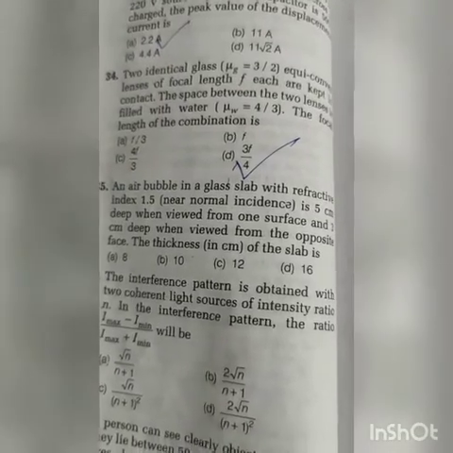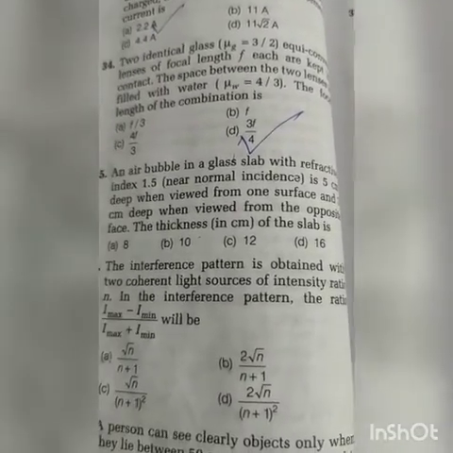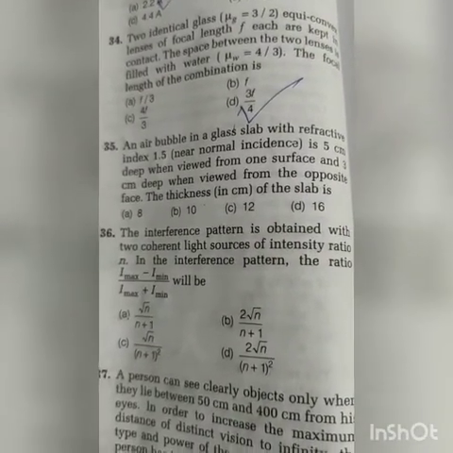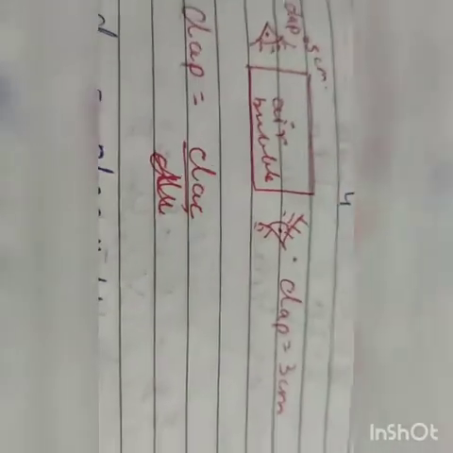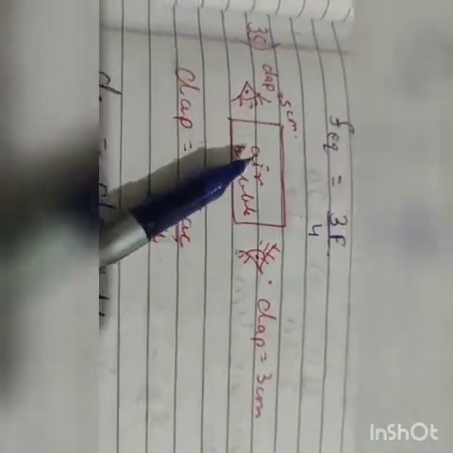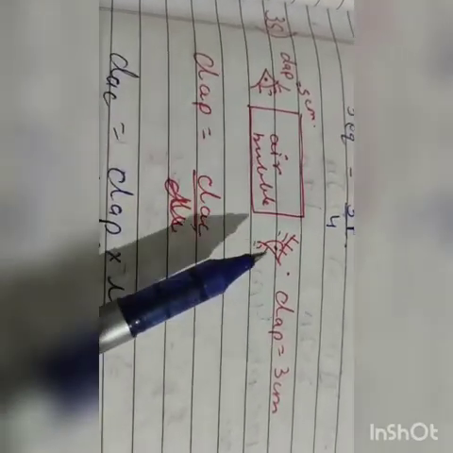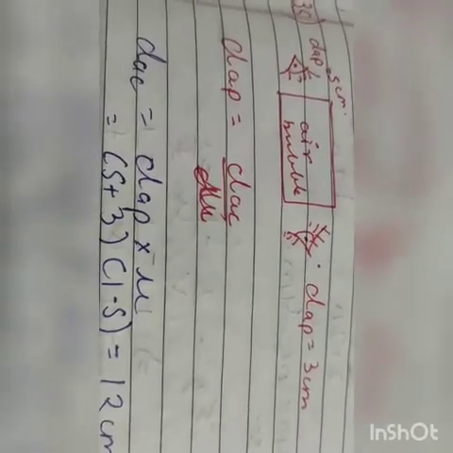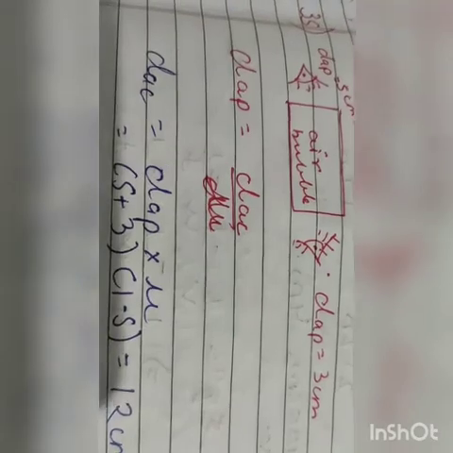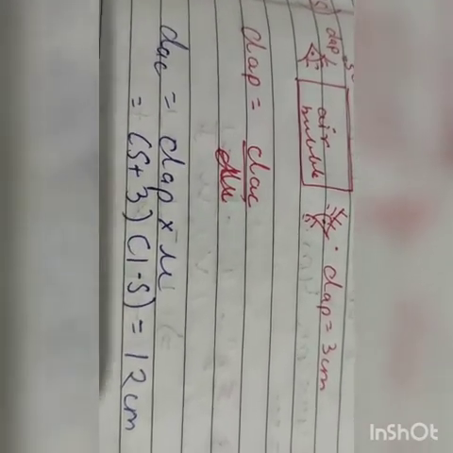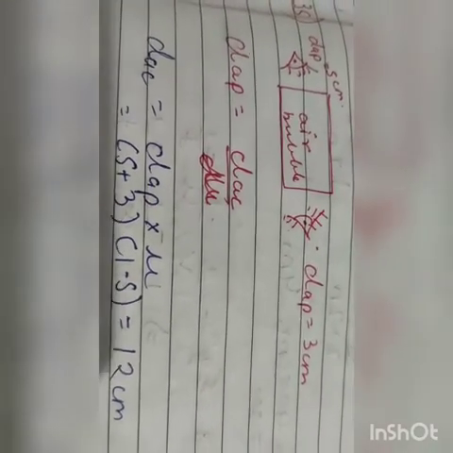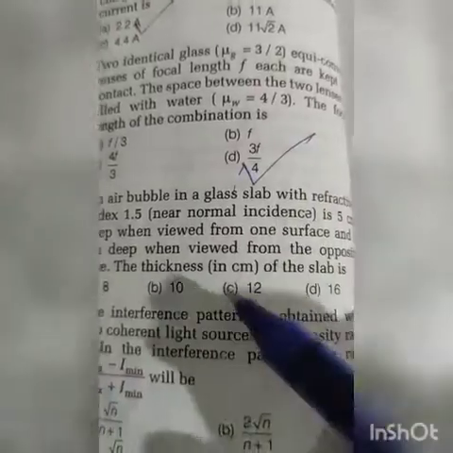An air bubble in a glass slab with refractive index 1.5 near normal incidence is 5 cm deep when viewed from one surface and 3 cm deep when viewed from the opposite surface. The thickness of the slab is. So here this is the slab and these are the two places from which we can see. We know that d apparent is equal to d actual by mu. So we put in the values and get 12 cm. So the correct option is 12 cm.